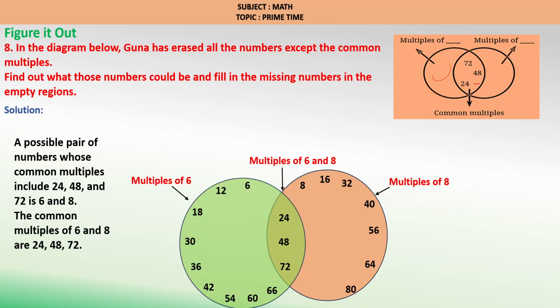If we observe 6 and 8, multiples of 6 are 6, 12, 18, 30, 36, 42, 54, 60, 66. Similarly, multiples of 8 are 8, 16, 32, 40, 56, 64, 80. The common multiples 24, 48, 72 are multiples of both 6 and 8.